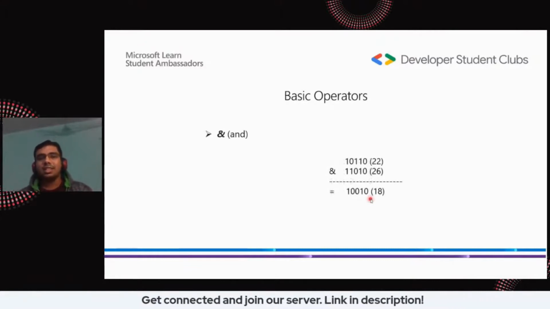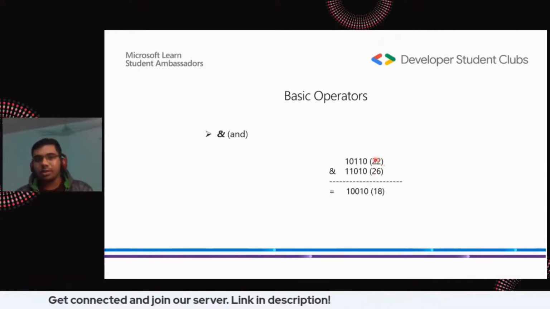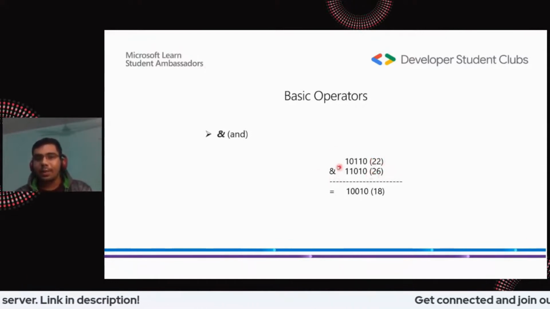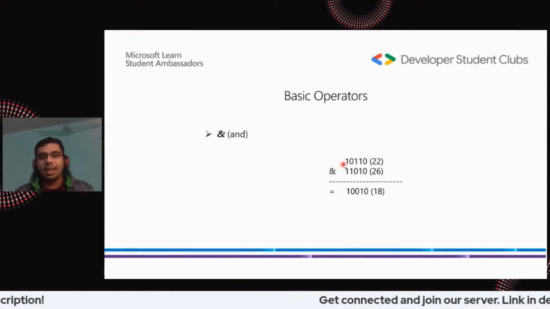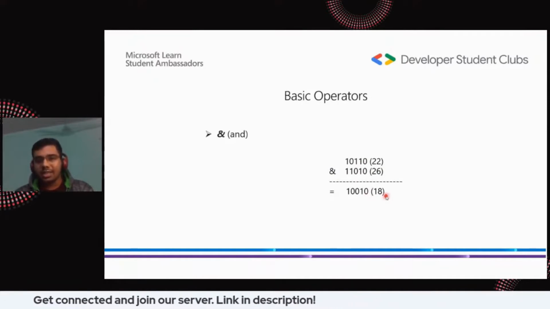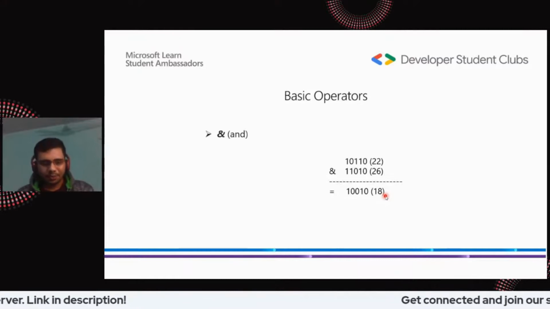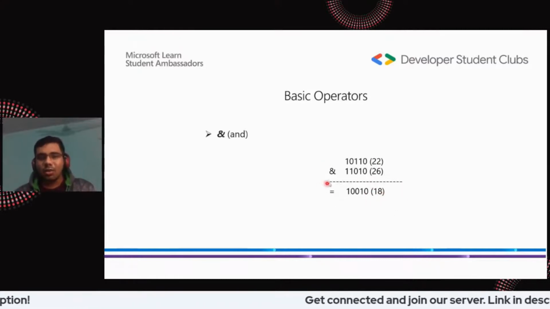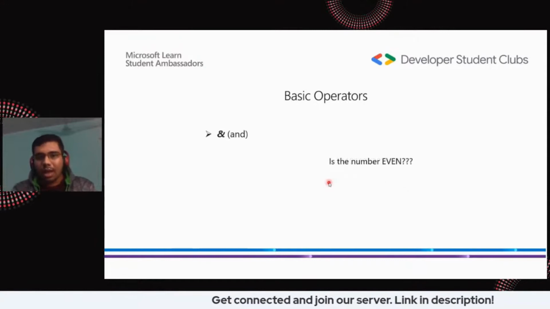As an example, if you just consider two integer numbers, say 22 and 26, and apply the AND operator on them, then you will find that this gives you the result 18. So this is a peculiar result, but you can actually use this peculiarity in various other fields. Okay, so this is how AND works for you.